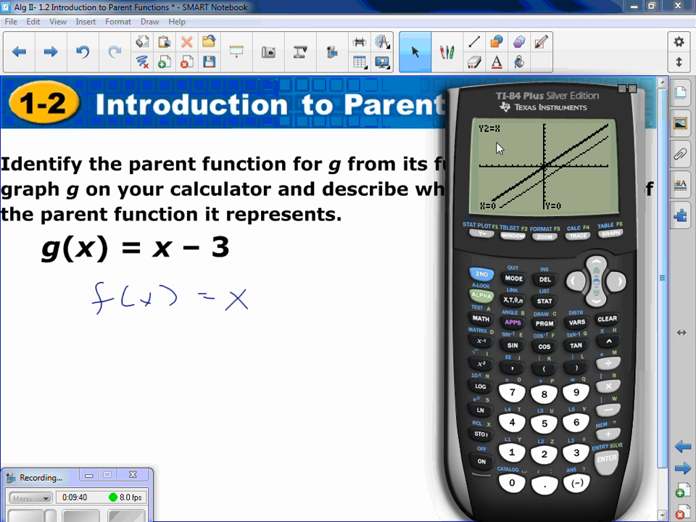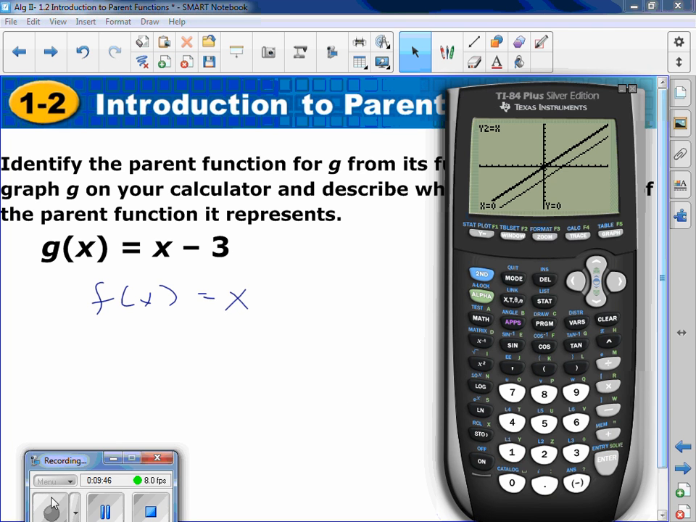What type of transformation has occurred? It's a translation. What type of translation? How has it moved? They move up, down, left, right. Here's the parent function, the first one, the solid one. How did this one move from the parent function to this one?